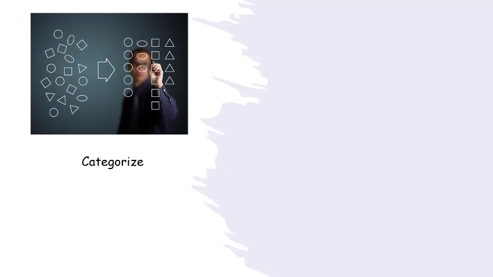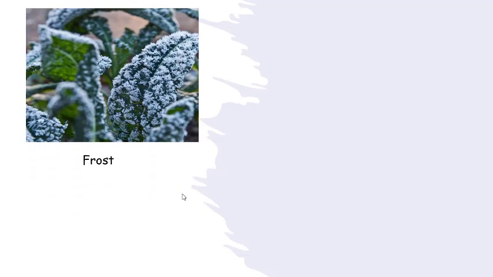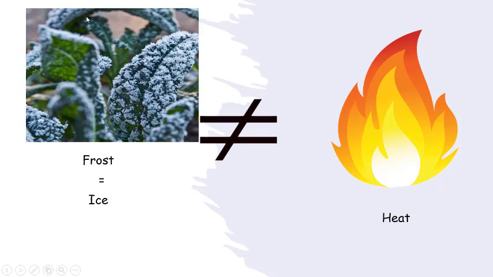Categorize, and the synonym of categorize is group, while the antonym of categorize is divide. The difference between them, now the man is categorizing the shapes, while here he's dividing the shape into quarters. Let's see the next word. Frost, and the meaning of frost is ice, but the antonym of frost, heat. So is this a heat? No, it's ice, it's frost. So the antonym of frost is heat.